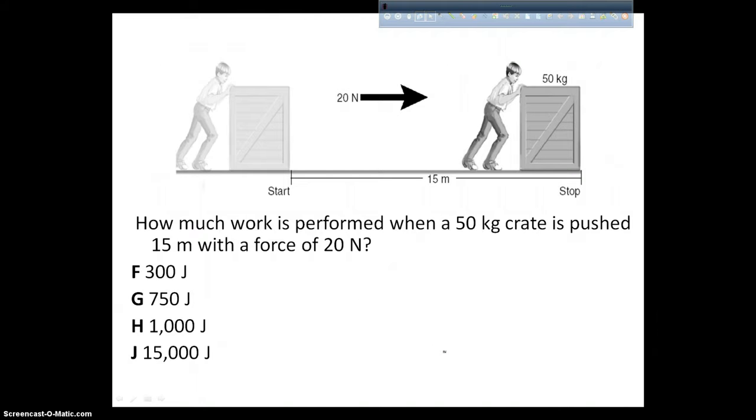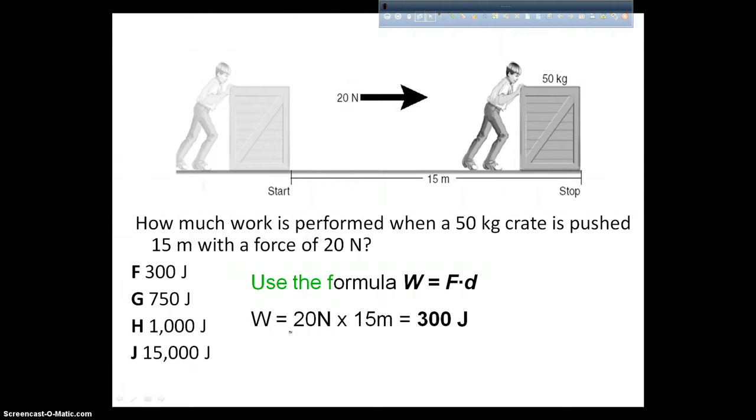Look at this problem real quick and see if you can work it out. How much work is performed when a 50 kilogram crate is pushed 15 meters with a force of 20 newtons? Pause the video, work that out real quick, and see if you can get the answer. If you do it, work equals force times distance. You apply a 20 newton force. The box moves 15 meters. 20 times 15 is 300.